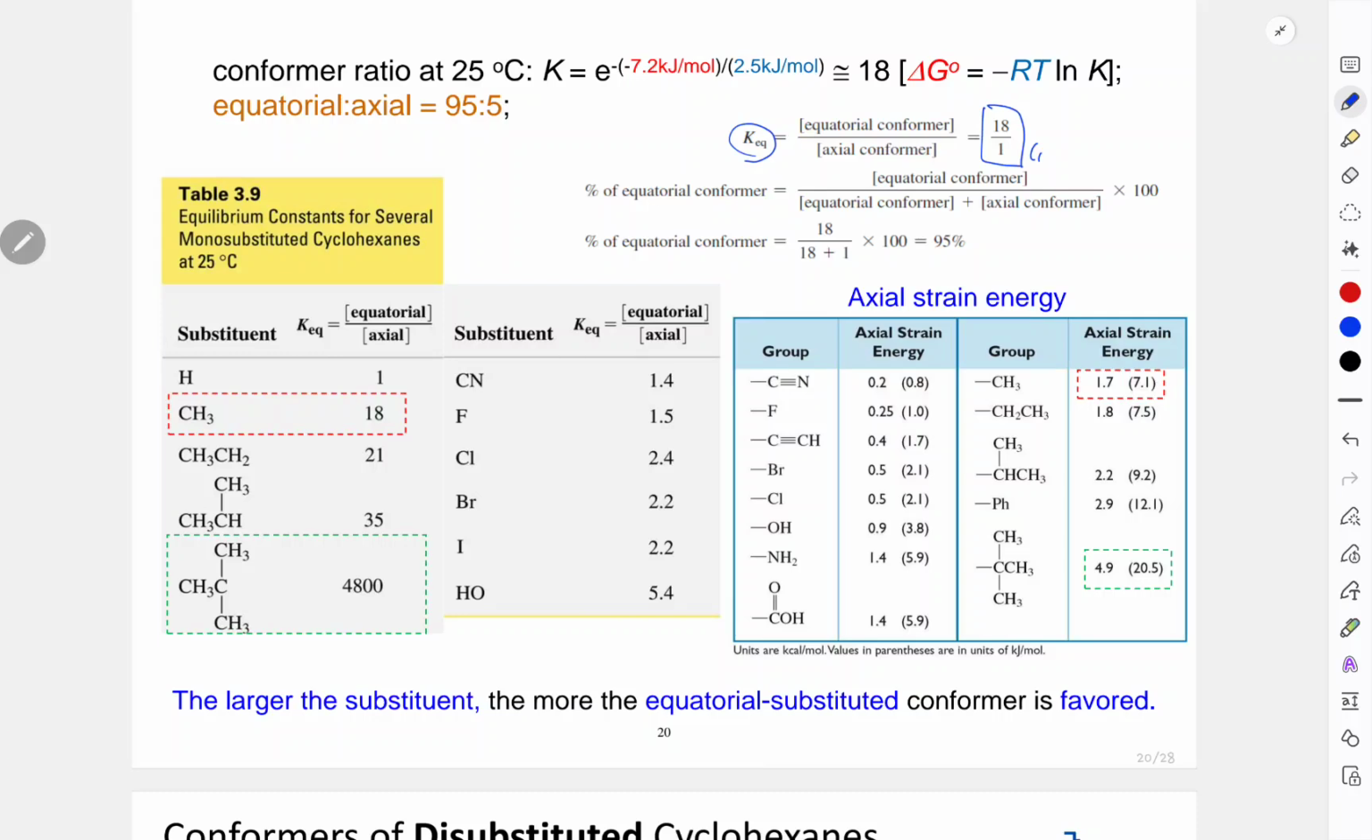So perhaps you can practice by yourself, right? And this is the constant, and then numbers must be given in the table. So you can refer to the numbers and plug into the equation and calculate the equatorial versus axial ratio properly. 한번 연습 삼아 계산을 해보셔도 되겠죠. equilibrium constant 계산을 하시고 그것도 ratio가 이제 나오겠죠.